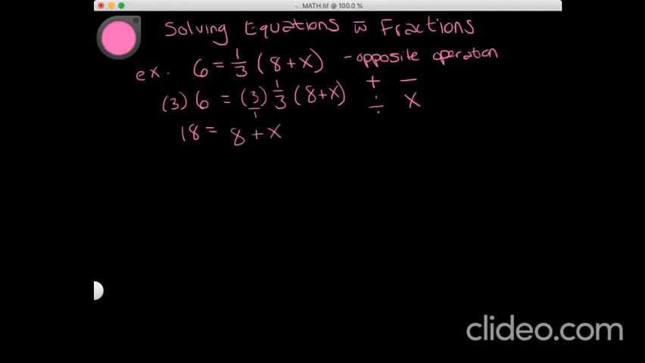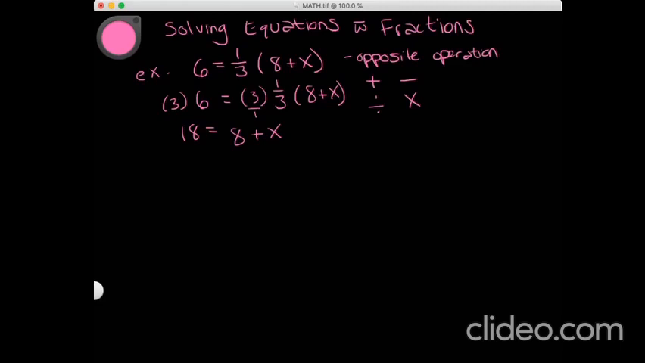Because really, this 1 outside of the bracket just means 1 multiplied into the bracket. Well, if I multiply 1 into this bracket, 1 times 8 is 8, and 1 times x is x. So I don't even need to write that next step of the 1 outside the bracket. You can, but it's not necessary. So we have 18 equals 8 plus x.